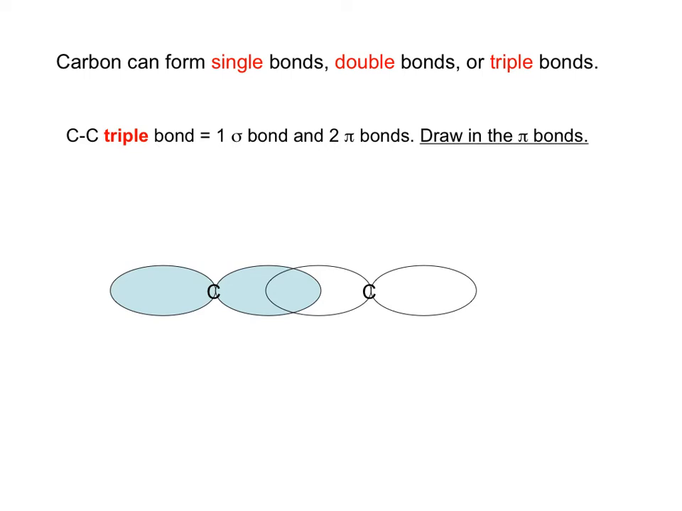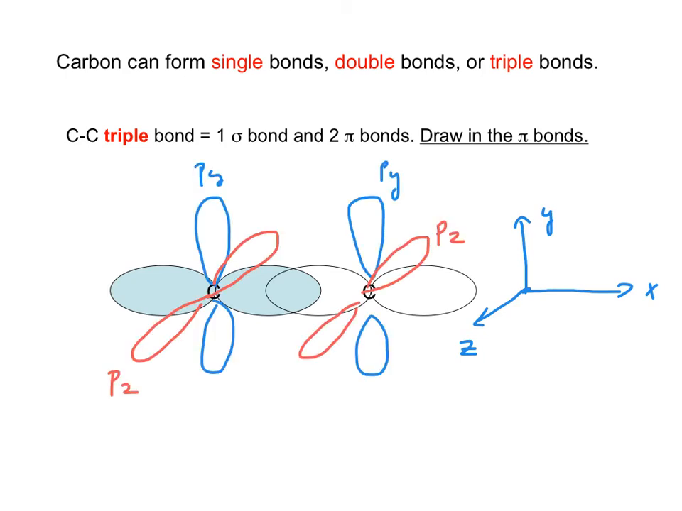Remember, there's 3 orientations in space for the p orbitals, the px, py, and pz. The orbitals shown here are the px orbitals. So draw in the py and pz orbitals. Now you can show the overlap between the py orbitals and the pz orbitals, and we can identify the sigma bond and the 2 pi bonds.